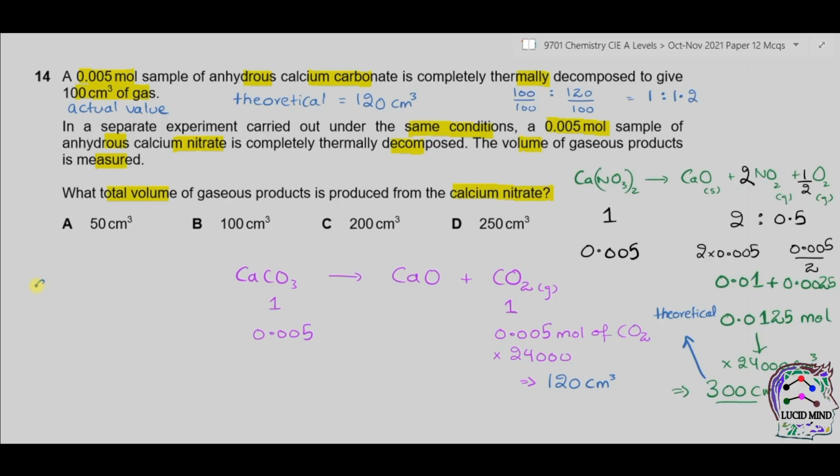So we can write actual, theoretical. If actual is 1, then theoretical is 1.2. And now theoretical is 300 cm3, so actual can be obtained by cross multiplication. So it is equal to 250 cm3. So this is the total volume of the gas that is produced from the experiment.